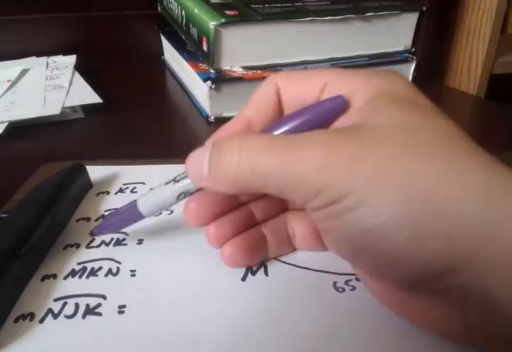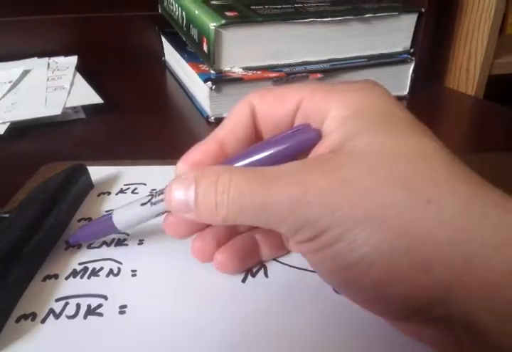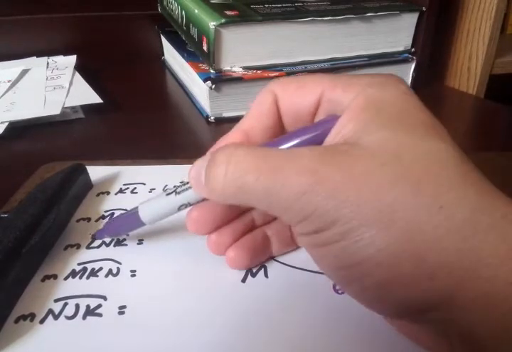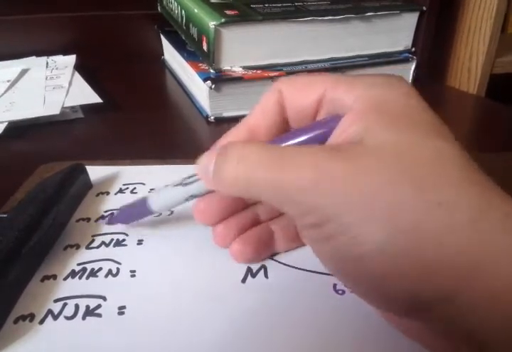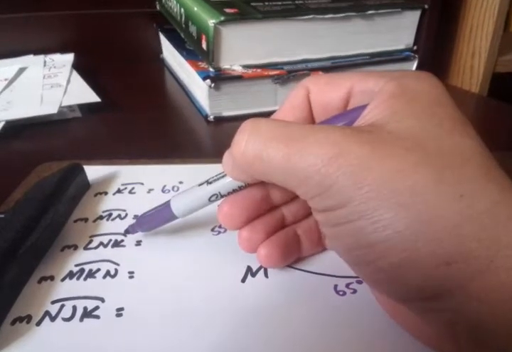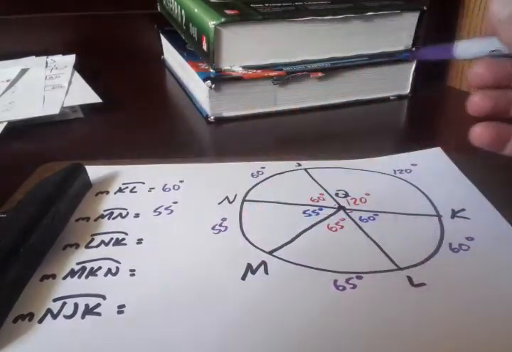Okay, so LNK has 3 letters, right? And measure just means, the M means measure, how many degrees. How many degrees is arc LNK? Well, we know it has to be larger than 180 because there's 3 letters. It's a major arc.